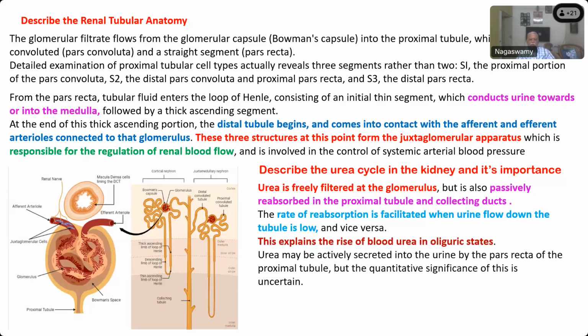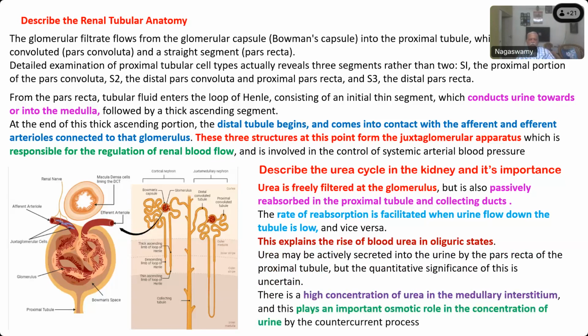Second thing is urea may be actively secreted also. First it has to be reabsorbed. The second thing is it may sometimes be actively secreted by the pars recta of the proximal tubule. That is the straight portion of the proximal tubule, but the quantitative significance is not very clear. And there is a high concentration of urea in the medullary interstitium. This portion, what I told you, is the medullary interstitium. So the urea that is reabsorbed is getting collected here, and this plays an important osmotic role in the concentration of urine by countercurrent process.